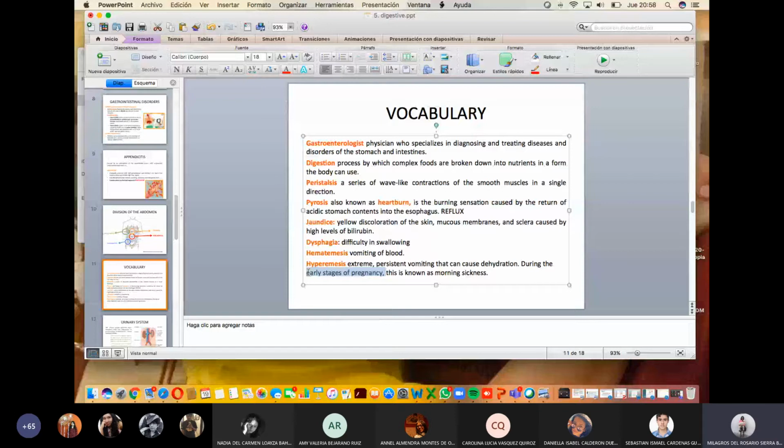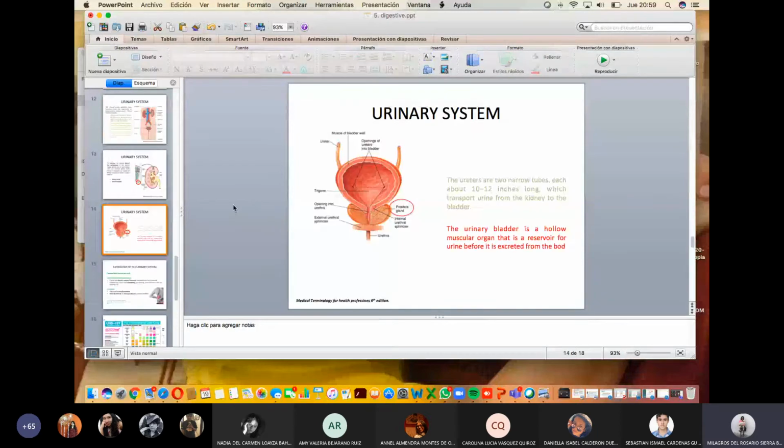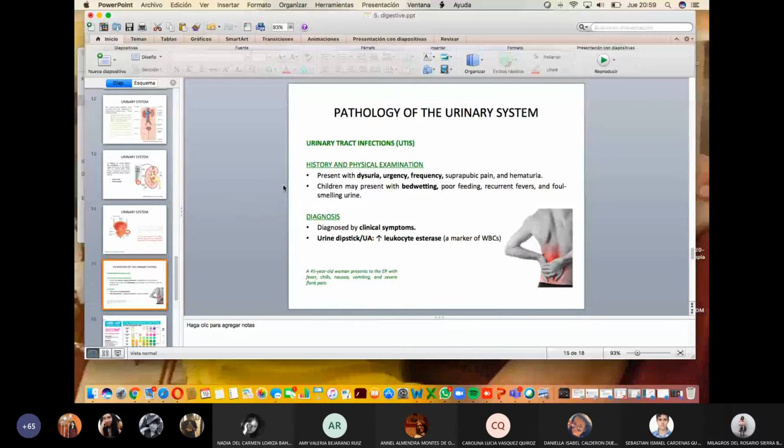Okay, very good. So now we're going to talk about the urinary system. The urinary system performs many functions. It's going to maintain the water balance and electrolyte balance. It's going to filter the blood and also filter the waste products and excessive fluid. So we have the kidneys, and other organs involved are the urethra and the ureter. Again, here is the bladder. So here we can talk about UTIs. That is urinary tract infections.